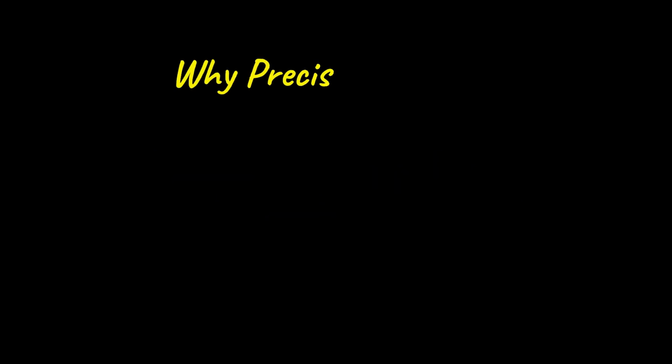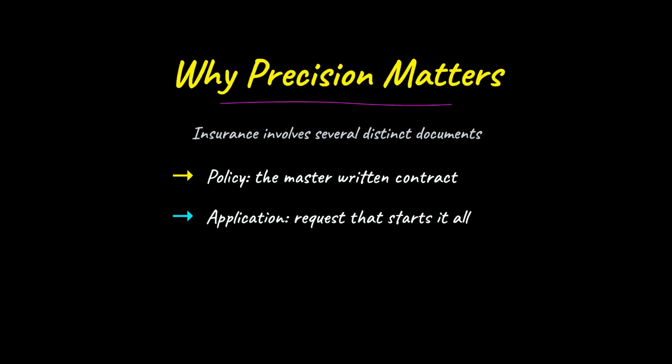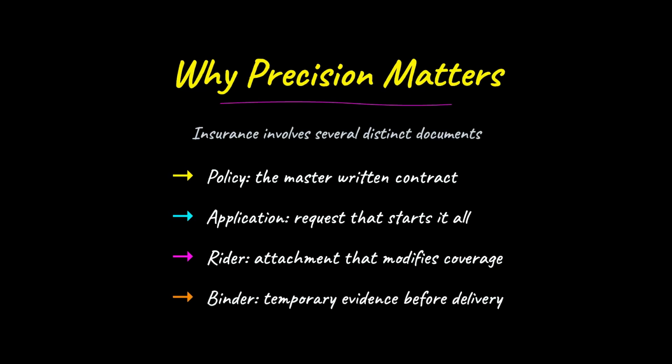In everyday speech, policy means the whole insurance arrangement. But California law is much more precise. The policy is the written instrument in which a contract of insurance is set forth. It's the document itself, not the coverage in the abstract. Precision matters because insurance involves several distinct documents, and each plays a different legal role. The policy is the master instrument recording the contract, while the application, the rider, and the binder each do something else entirely.